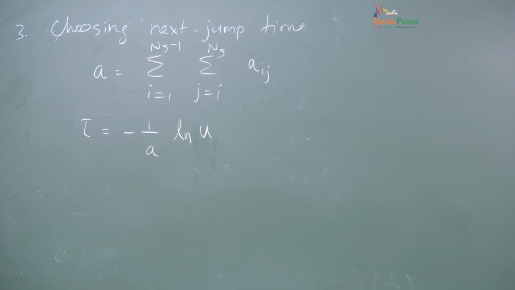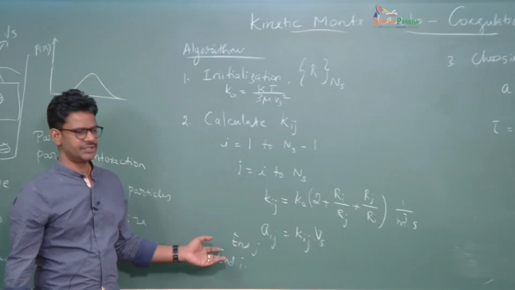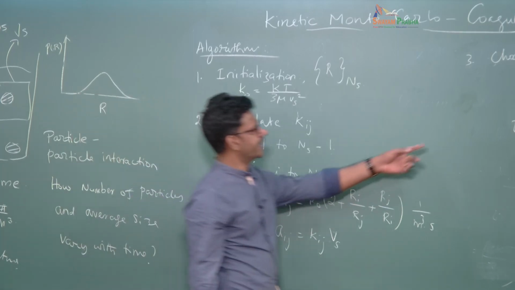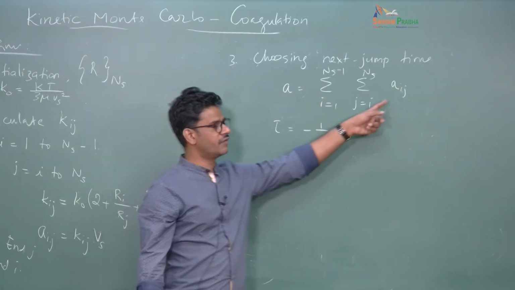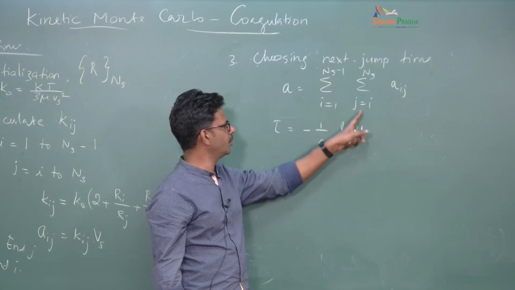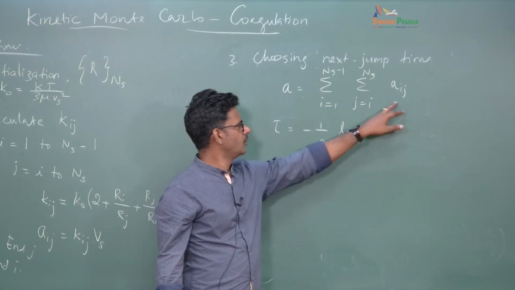So there is going to be n square order of collisions, and for each collision we know the rate constant. So I calculate the total rate by summing over all the collision rates, i going from 1 to ns minus 1, j going from i to ns. You got the total rate.